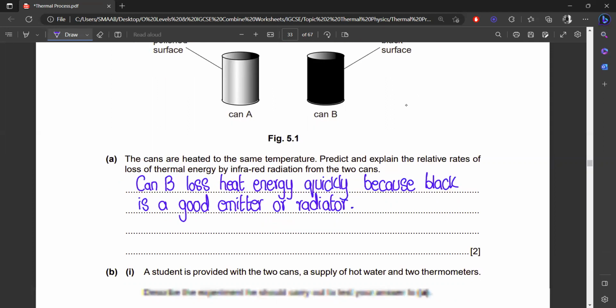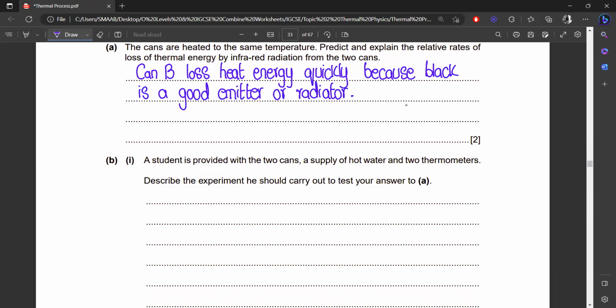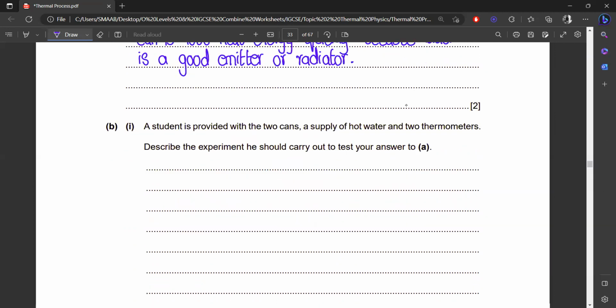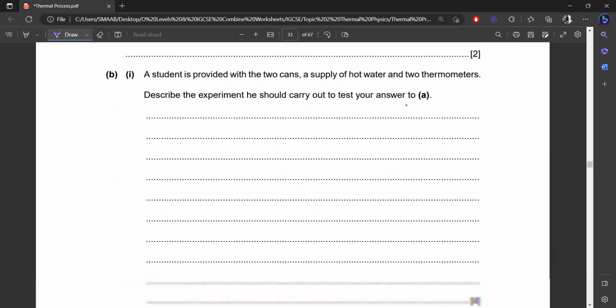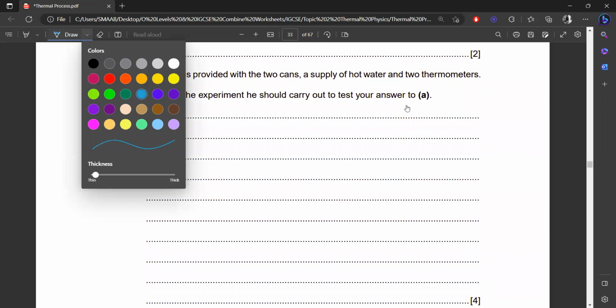Yes. And part B: a student is provided with two cans, a supply of hot water, and two thermometers. Describe the experiment he should carry out to test your answer to A. So we have to explain the whole experiment. We have different apparatus: two cans, a supply of hot water, and two thermometers. So we need to describe the whole experiment, writing every step in sequence.